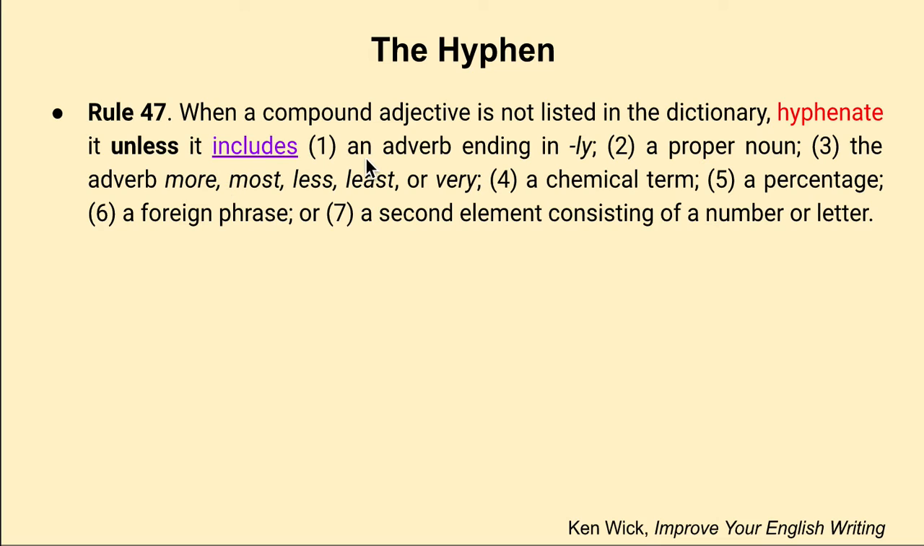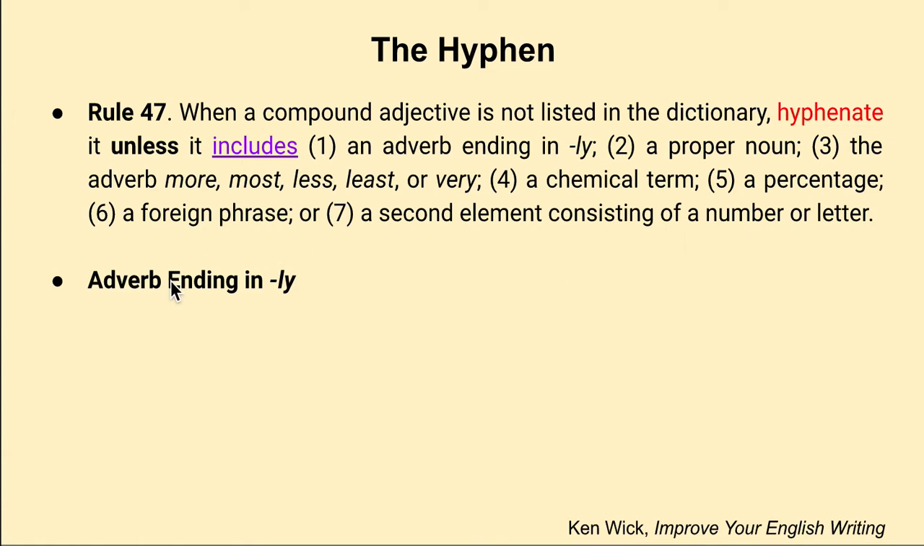So basically, if you can't find the compound adjective in the dictionary, hyphenate it, unless it's one of these 7 situations, and that is, it's an adverb, or it includes an adverb ending in ly, or it includes a proper noun, or it includes the adverb more, most, less, least, or very, or it includes a chemical term, or it includes a percentage, or includes a foreign phrase, or the second element consists of a number or letter. So let's go over some examples of all 7 situations.